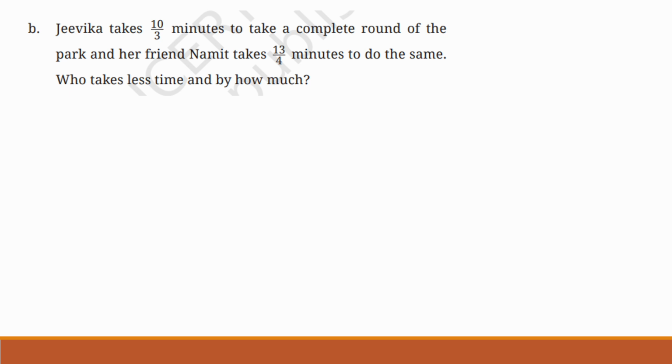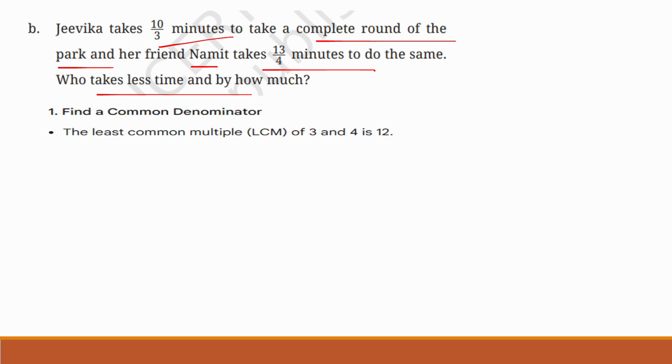Jivika takes 10 by 3 minutes to take a complete round of the park. And her friend Namit takes 13 by 4 minutes to do the same. Who takes less time and by how much? So, find a common denominator. The least common multiple LCM of 3 and 4 is 12.